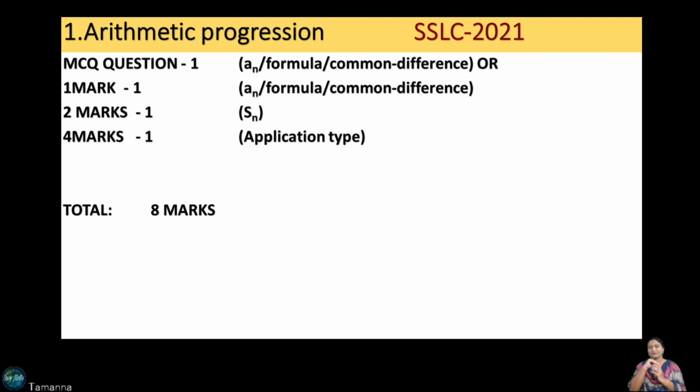Next, the 2 marks question is regarding the SN formula, where the sum of the terms may be given in the question. And the 4 marks question is the application type of question, which we did in the earlier 4 videos. Totally, nearly 8 to 9 marks are there regarding arithmetic progression. So the question is of this type.